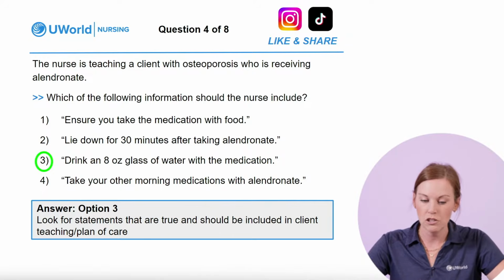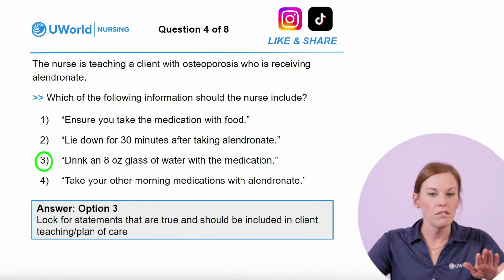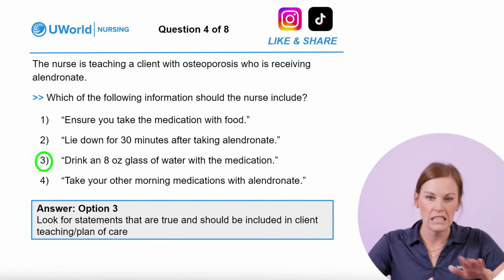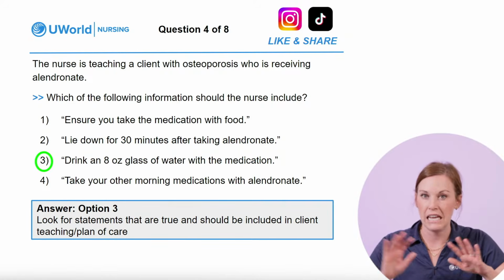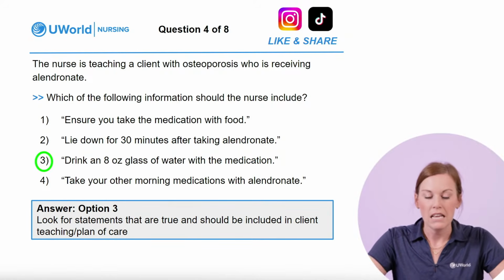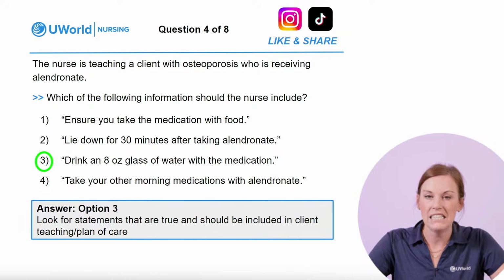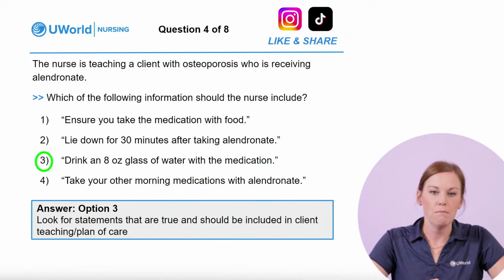So bisphosphonate should be taken on an empty stomach, ideally 30 minutes before or 2 hours after eating, to ensure optimal absorption. So that's going to omit option 4. We're not going to take this with other medications. And option 1, we need to take it without food. We definitely want to take it with a full glass of water, and we want to remain upright for 30 to 60 minutes after to promote complete passage of the medication.